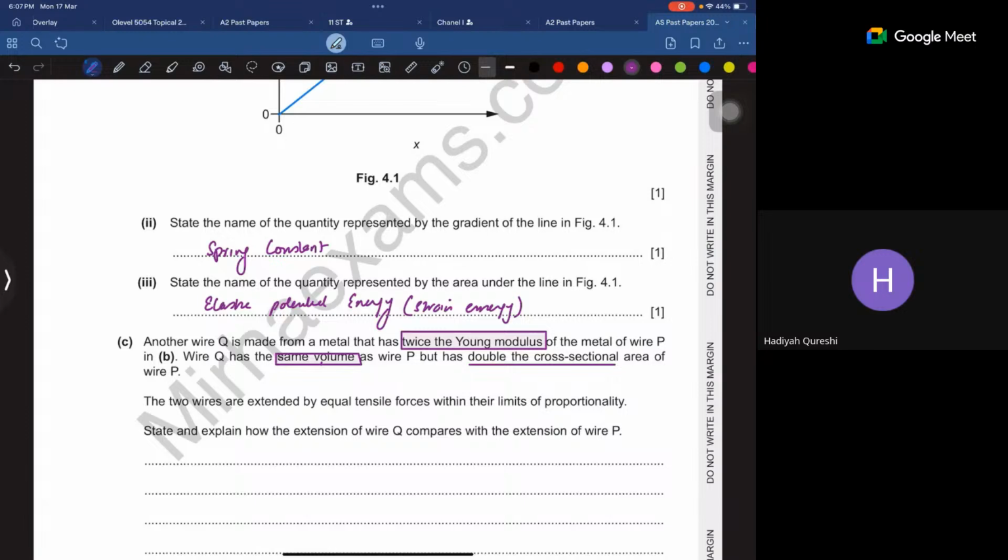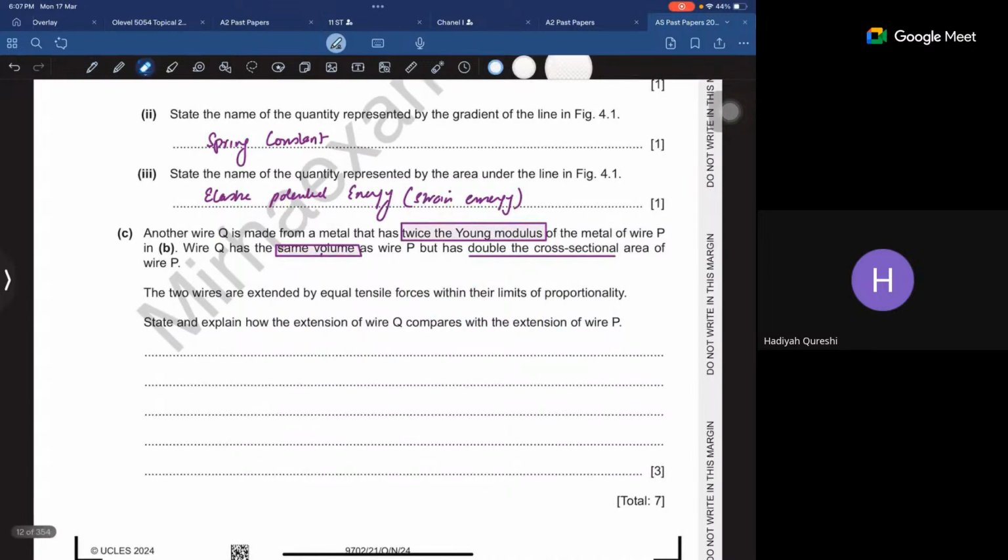Now this is something very, very interesting. Every time, I'm just going to tell you, this is the biggest keyword you will find: same volume. I'll tell you why. The real formula that we will always follow is obviously E equals FL over AX. You might notice that there's area and no volume, and they've not told us about the length. So don't assume the length is the same. What they're looking for is extension, so I'm going to bring extension here.